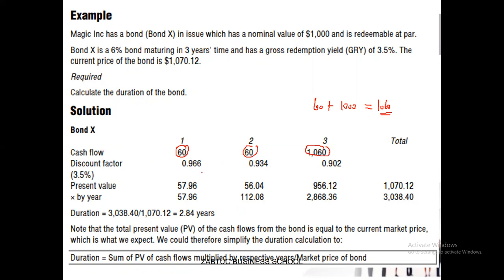We discount these. We discount these at the pre-tax cost of debt at 3.5%. So these are the discount factors for year one, for year two, and for year three. So you discount these amounts and you get these present values.